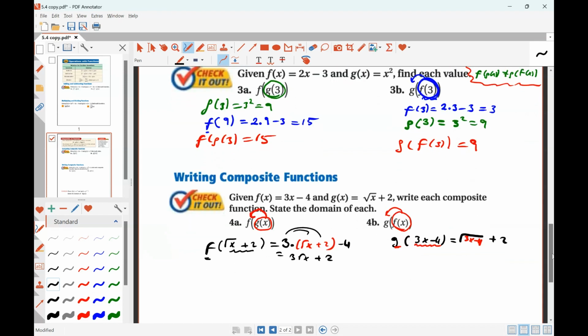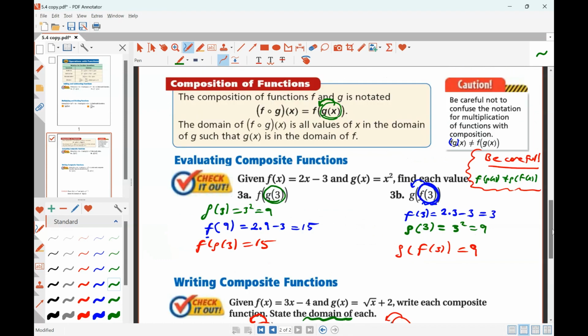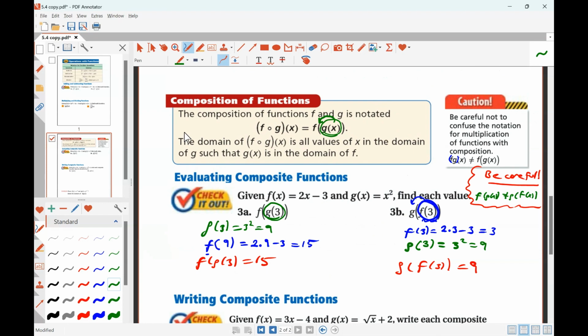So the question has another part. It is asking about the domain of each. So how do you find the domain of composite functions? It is given in the definition, in the explanation for the rule. It says the domain of the composition function is all values of x in the domain of g such that g is in the domain of f.